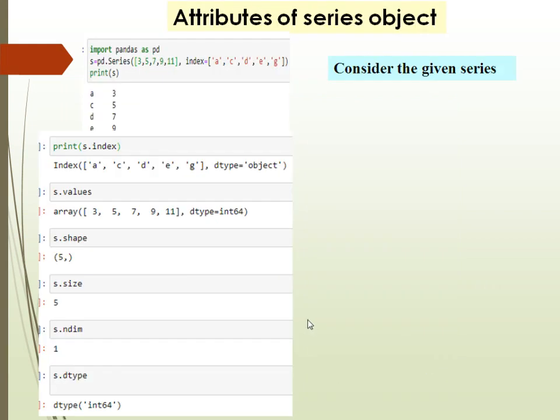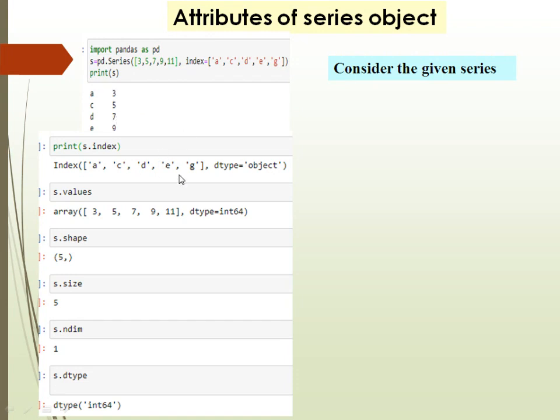Next is attributes of series objects. So now again I have shown you one series here. Consider the given series, pd.Series, list of values are given here, but this time I have changed the indices: A, B, C, D, E, F, G. Okay guys. So when I do print S, all the elements are displayed with their specified index. Whatever index I had written, that index is going to display here this time.